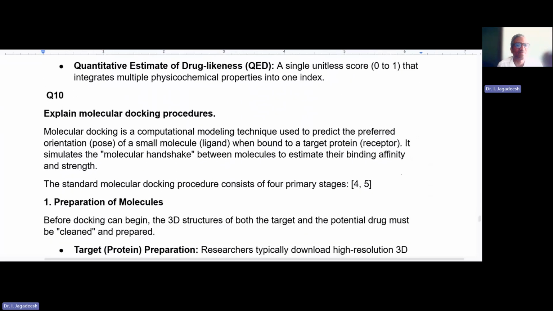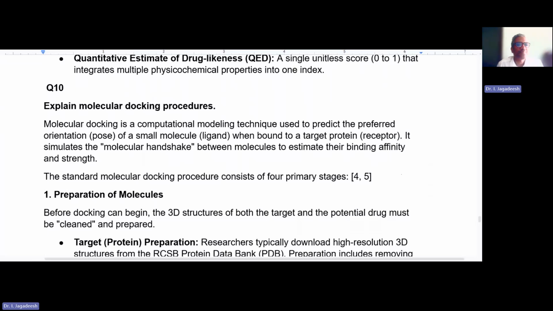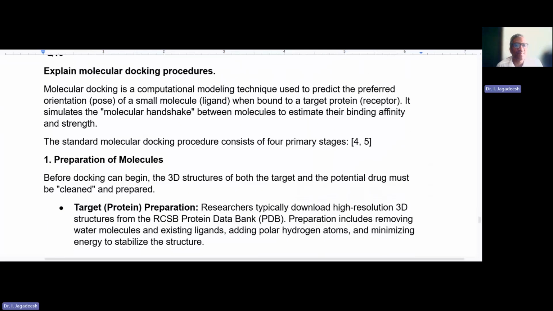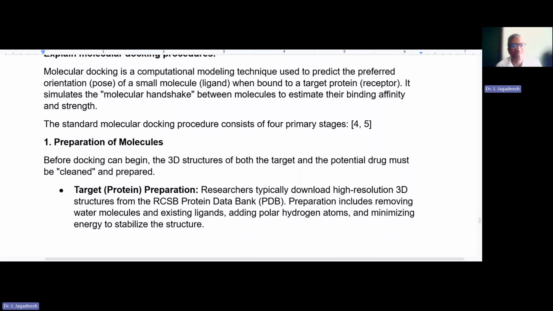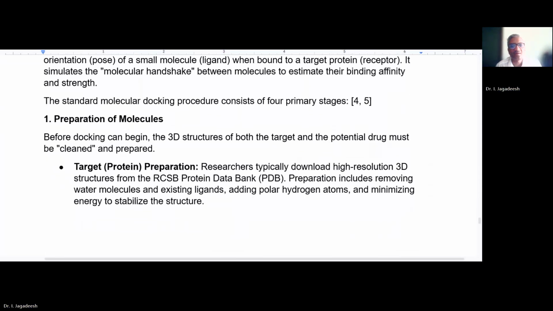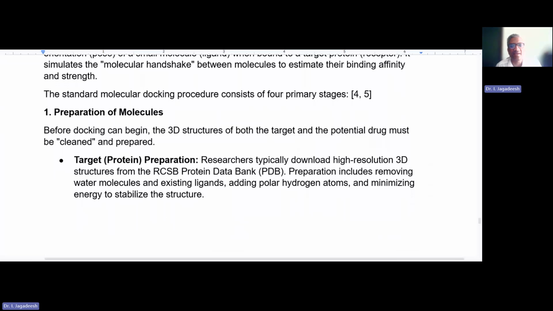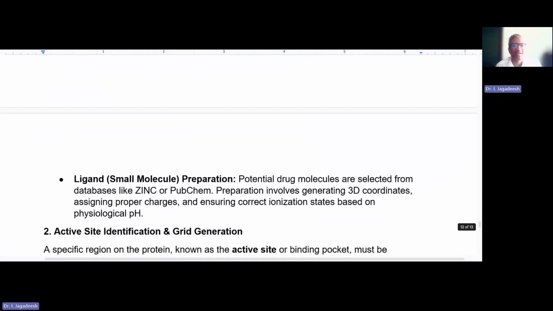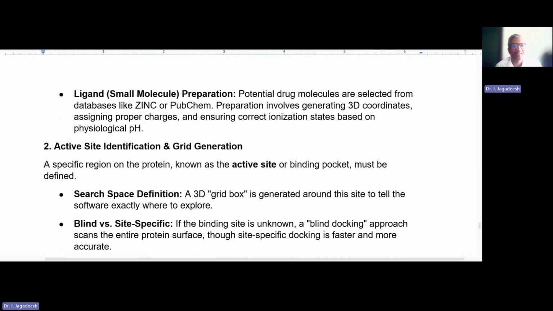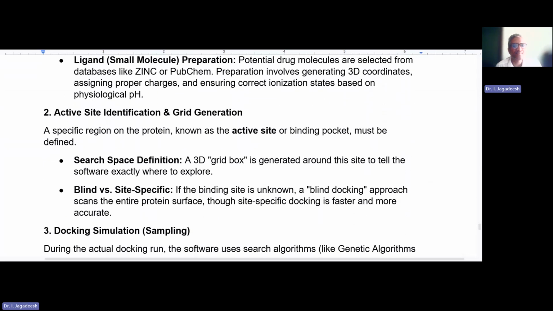The final question we got is: explain the molecular docking procedure. The procedure includes the preparation of the molecule and target protein preparation, that is, we pick up from the RCSB Protein Data Bank, and then ligand preparation, where we select from databases like ZINC and PubChem, and active site identification and grid generation.